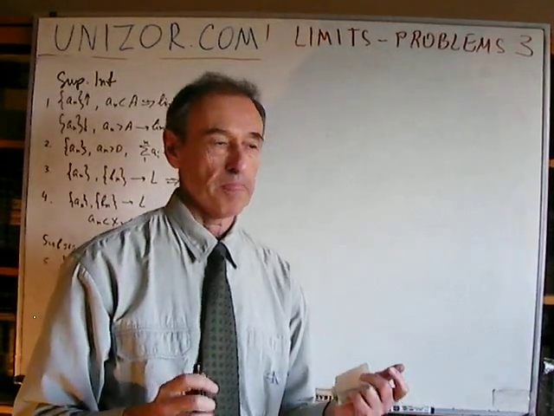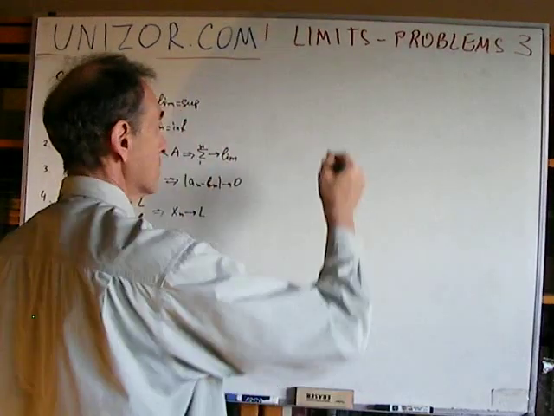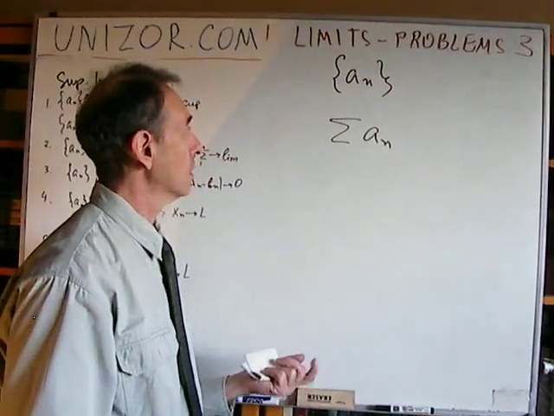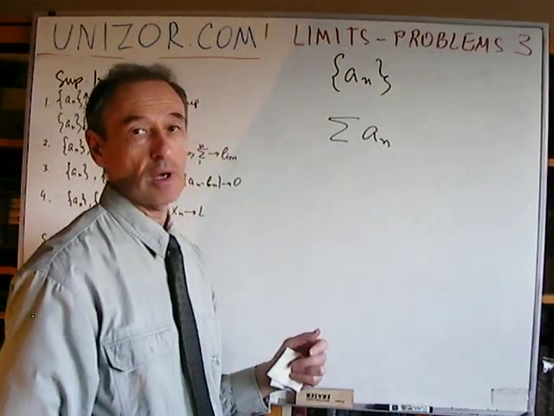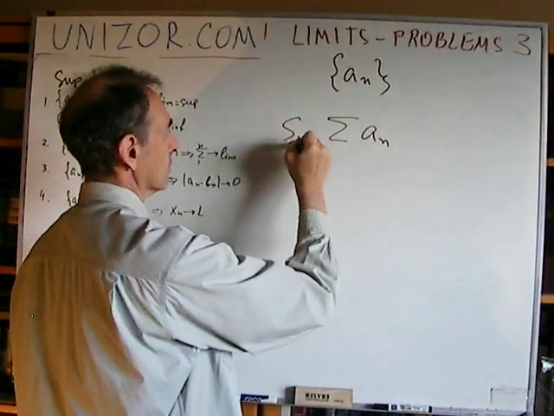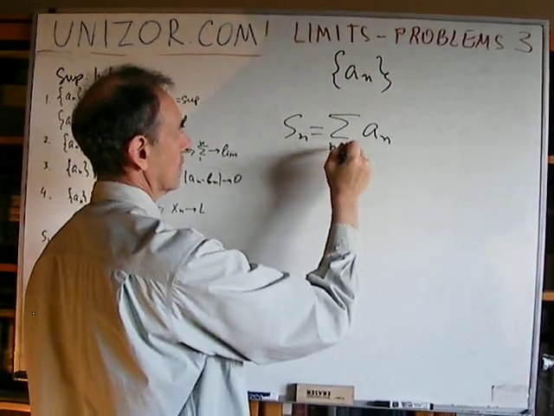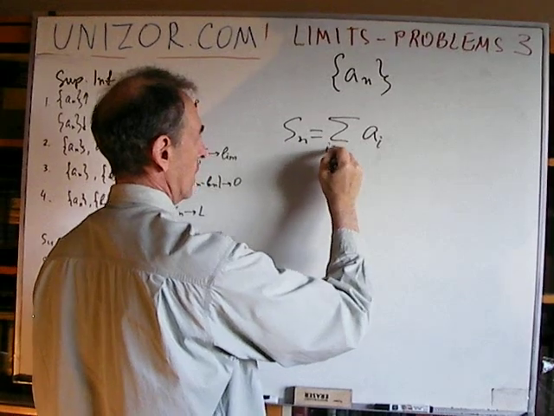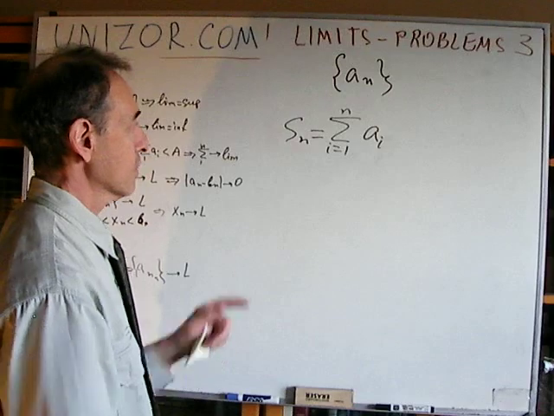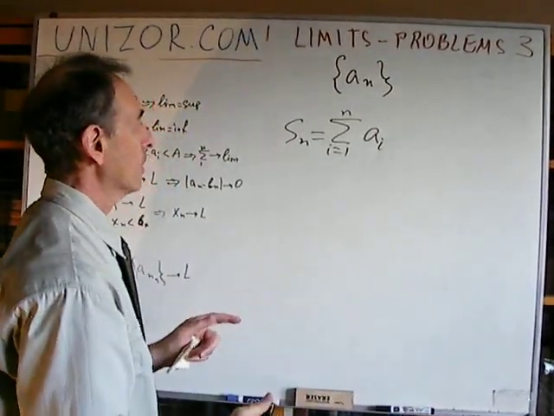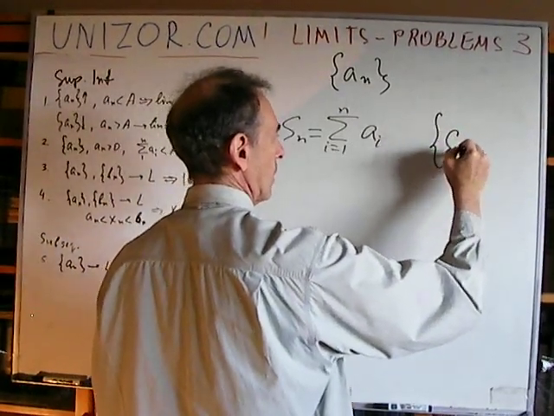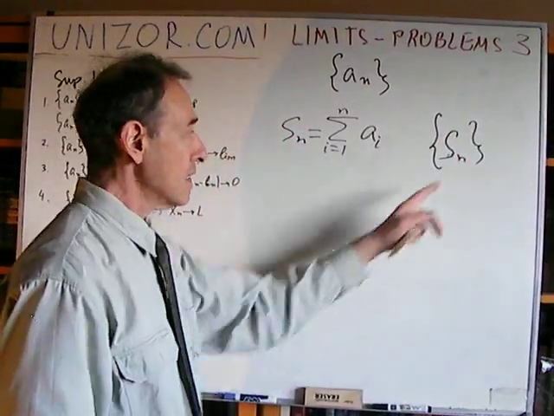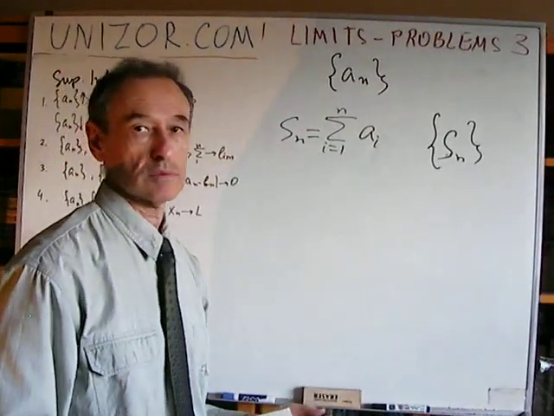related to series. Now let's consider the series. A series, as you know, is formed from an existing sequence by summing up elements of this particular sequence. First of all, we introduce the nth sum, the sum of a_i where i equals 1 to n. So this is the nth sum, the first n elements of our sequence. Now, all the Sn's form a sequence in their own right.